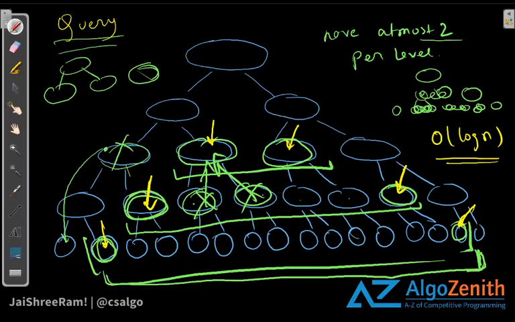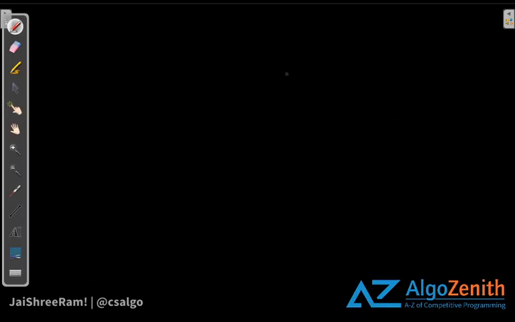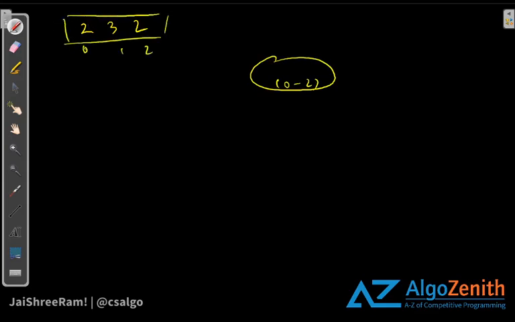One more thing: suppose you have an array which has only 3 elements. So how are we going to build the segment tree for this? It would be something like this. The first node is responsible for 0 to 2, so the indices 0, 1, 2, right? So let's make it array 0 1 2.